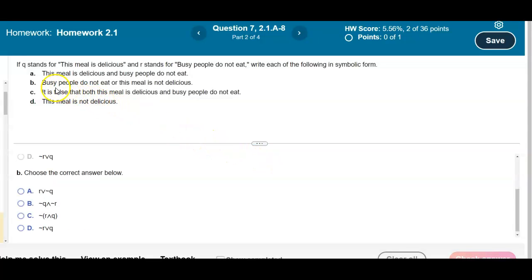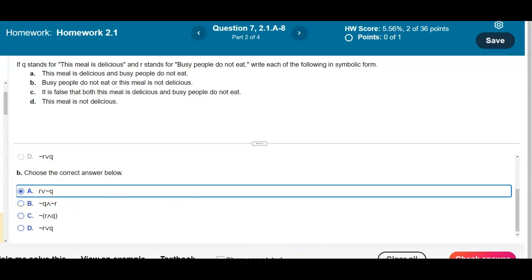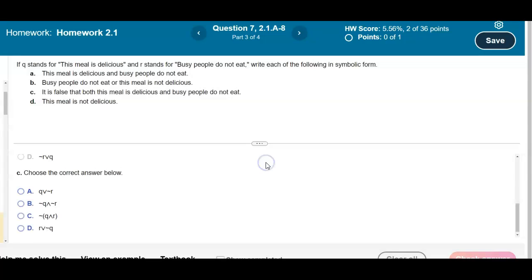Okay, now, the next thing says, busy people do not eat. Well, that represents R, so that's what's listed first. Then we have the or as a connector, and then this meal is not delicious. Well, this meal is not delicious is the negation of Q. So therefore, we're going to start with the letter R, and then we're going to use the or symbol, and then the negation of Q. So it looks like it's going to be A, and there's our result.